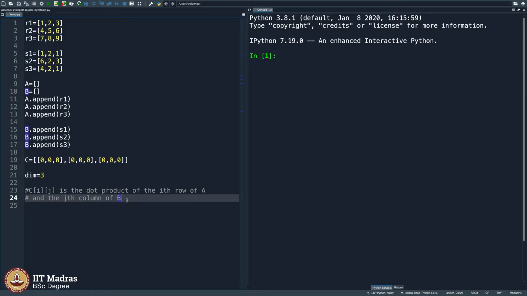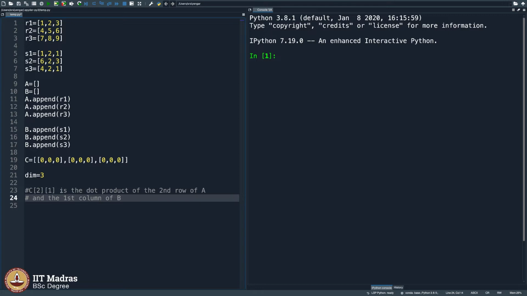As I was explaining before, the 0th entry in C will involve the 0th row of A and the 0th column of B. Please note, it's the 0th row of A and the 0th column of B. So C of 2, 3, let me just write that down so that I practice it. Second row and first column of C will be the second row of A and the first column of B. I need to take the dot product.